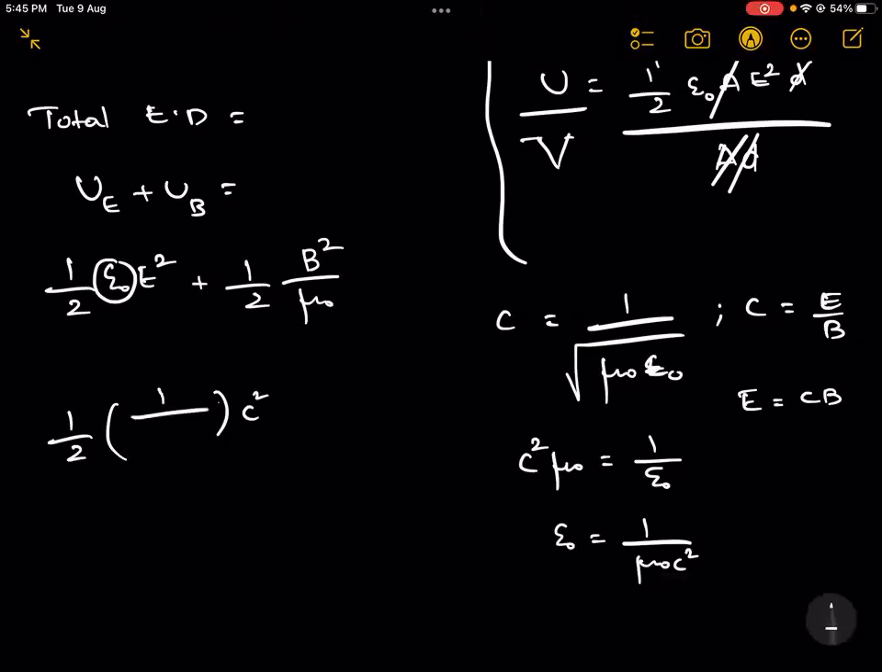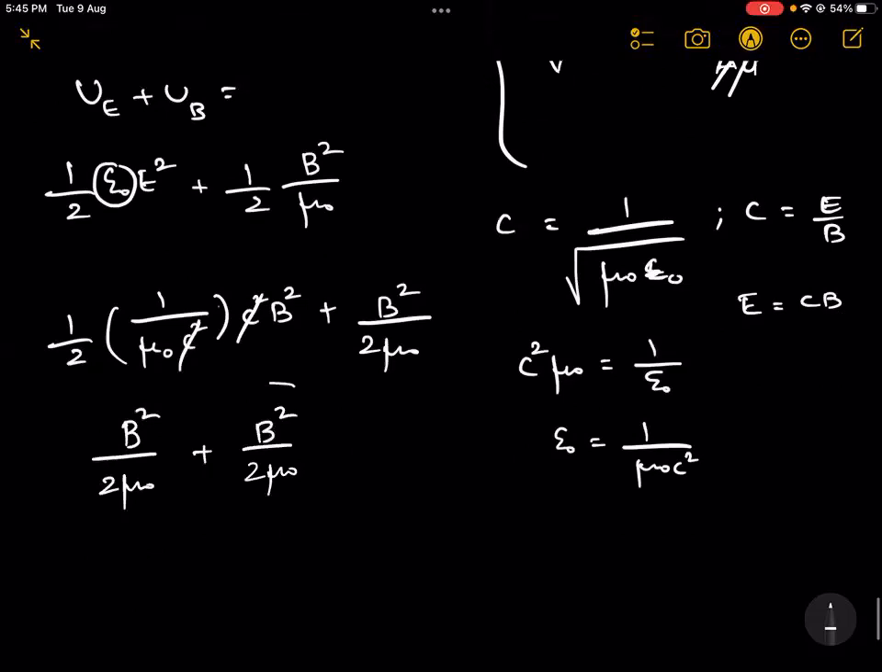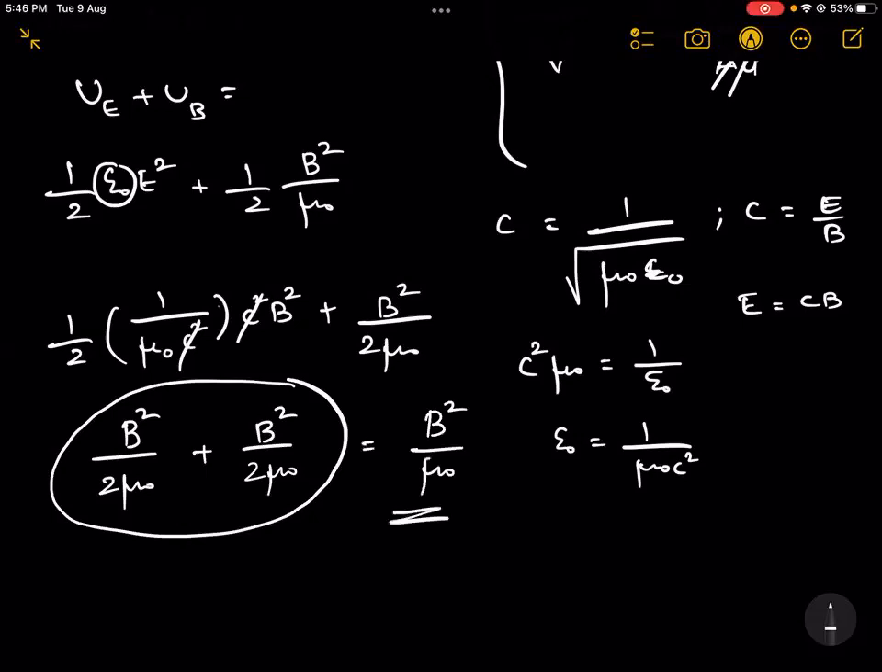One by mu naught C square. This is C square B square, correct? Plus B square divided by 2 mu naught. So what will get cancelled in the first term? C square is gone. So this will be B square divided by 2 mu naught plus B square divided by 2 mu naught. So what is this energy? What is this value going to give you? It will give you B square divided by mu naught.